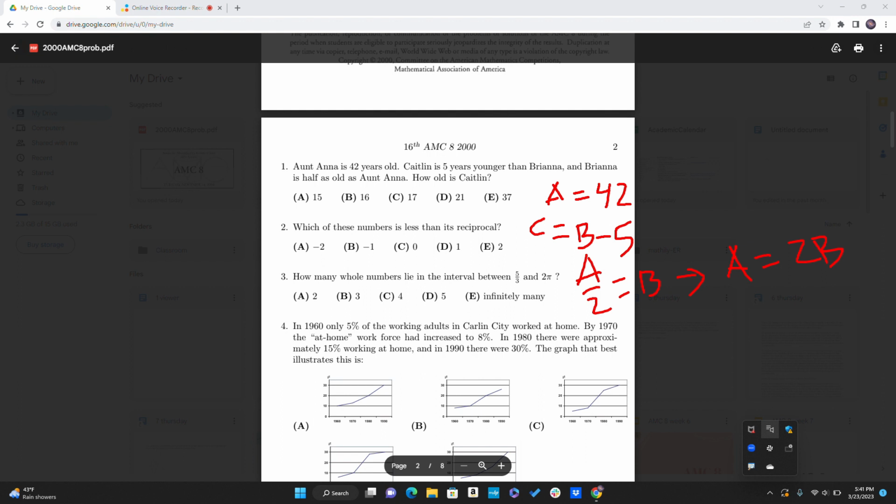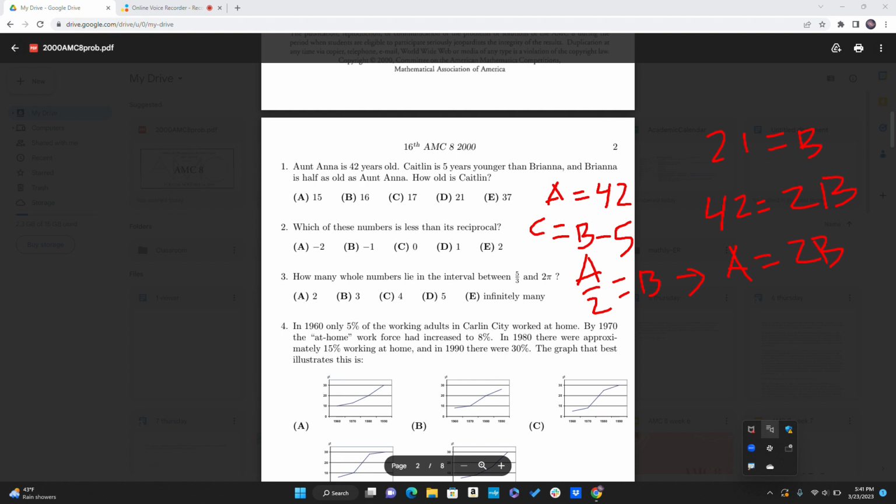So how old is Caitlin? Well, to find that out, we can start with what we have. So we know what A is. A is 42. So we can plug that into our third equation to solve for B. So instead of A equals 2B, we can use 42 equals 2B. Dividing both sides of the equation by 2 gives us 21 equals B. And now we know that Brianna is 21.